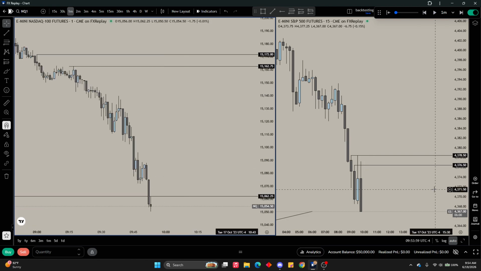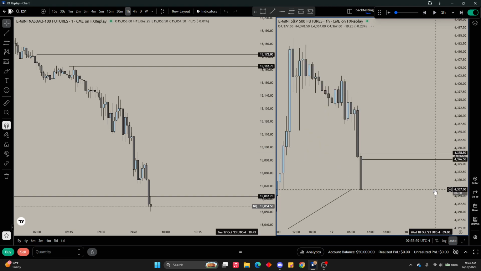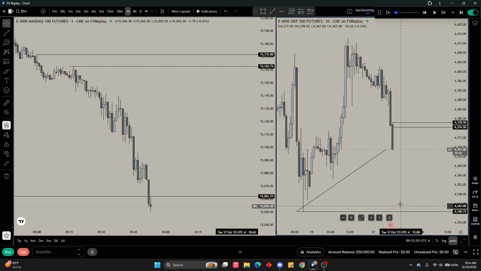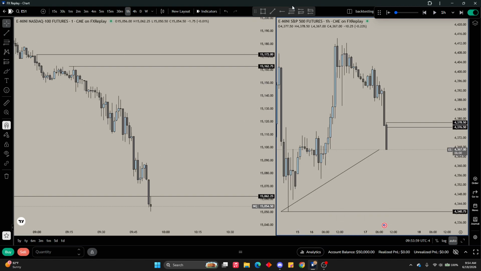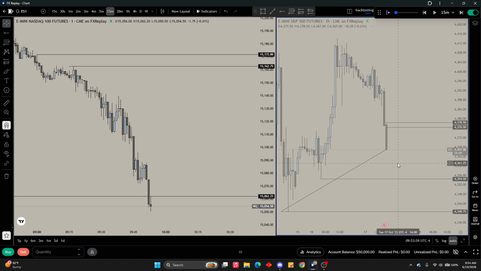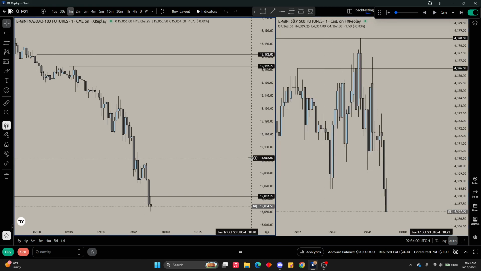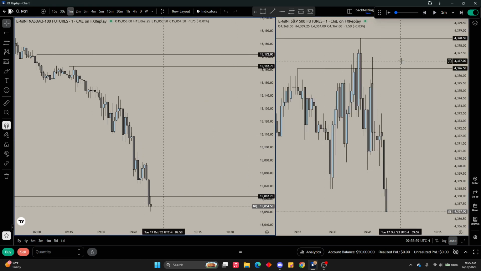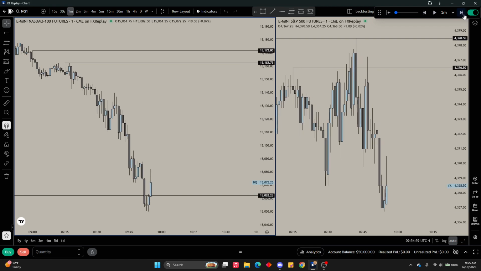I just don't really love how ES is in this weird kind of spot right now where it's not doing a whole lot. Like I would want to see at the very least this low get returned to, or we could start to go displace higher, open a 15-minute, and then get a trade off that 15-minute. That's kind of what I'm thinking right now. So let's just kind of see what we get.